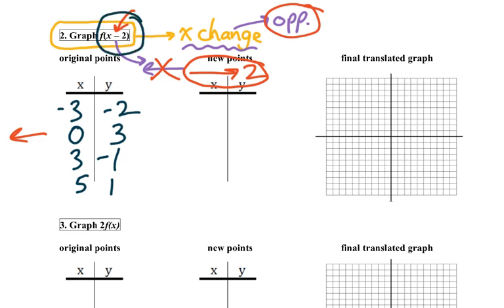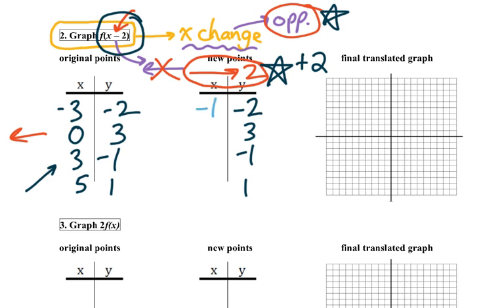Now if I want to do x minus 2, that means I'm going to take all the x's and move them to the right. If you think on a number line, when you move to the right, it looks like you're subtracting 2, but you're actually adding 2. This whole idea of the opposite. So when you go to the right on the number line, you're adding to all the x values, which means the y's stay the same, but the x's change by adding 2. So how about negative 3 plus 2, 0 plus 2, 3 plus 2, and 5 plus 2.